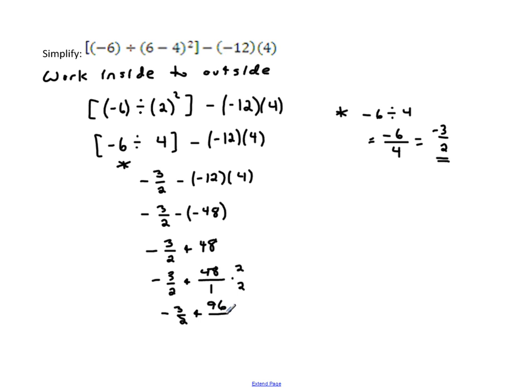96 over 2. And when we combine the numerators over the common denominator of 2, 96 minus 3 gives us 93 over 2. And as with most fractions, we ask that you leave it in improper form like this. So there you go. Stop. Nothing else to do.